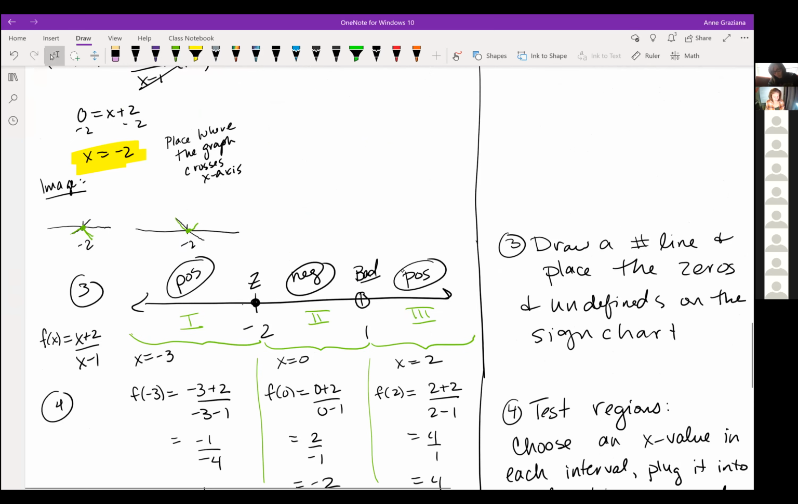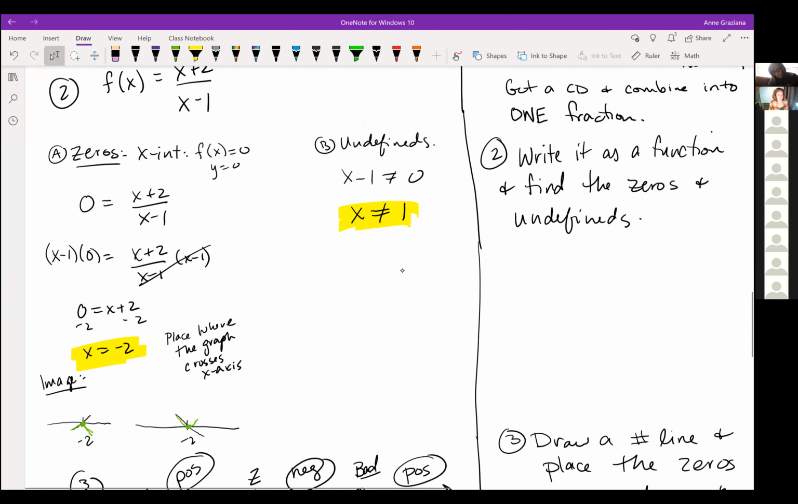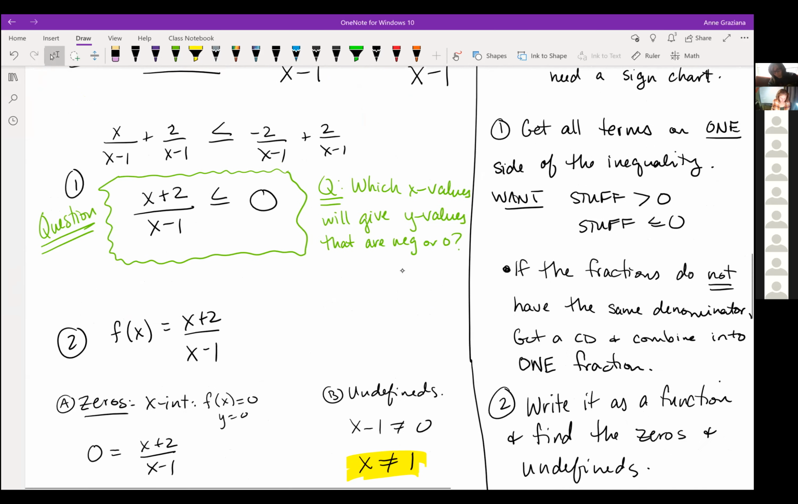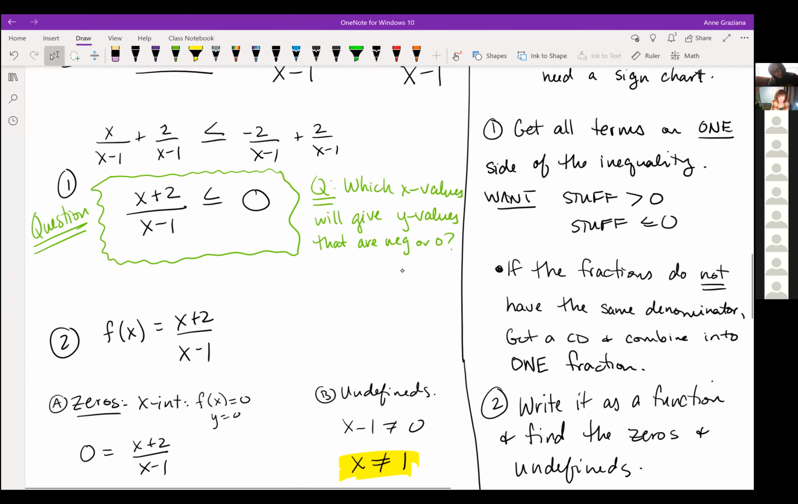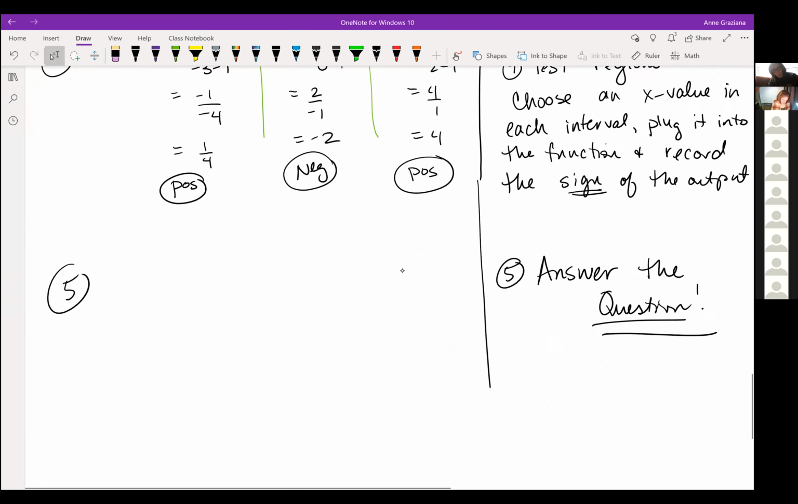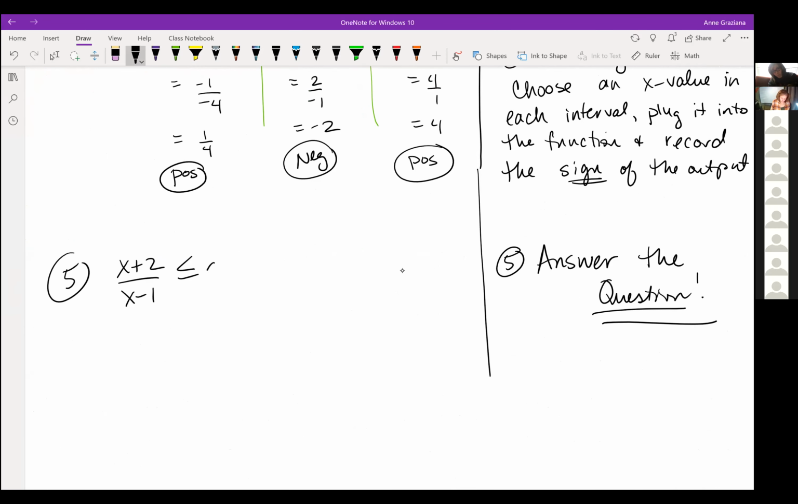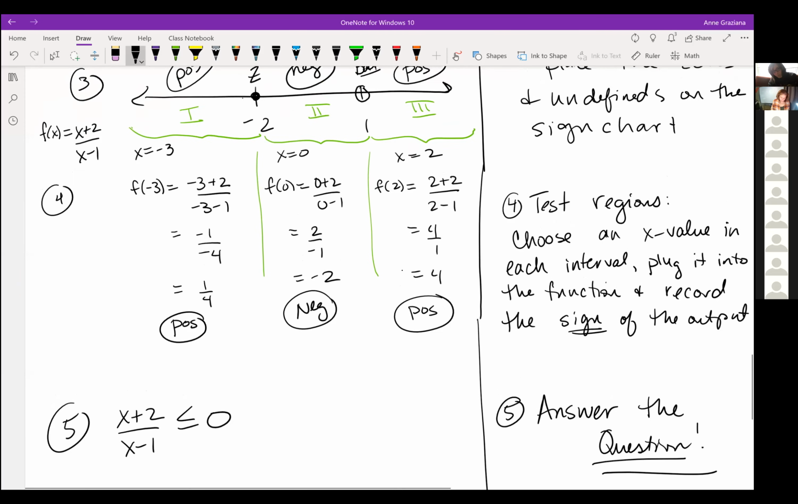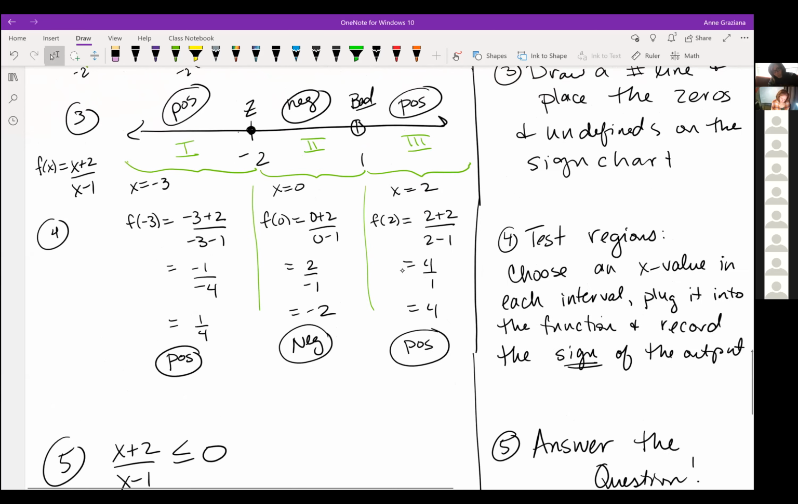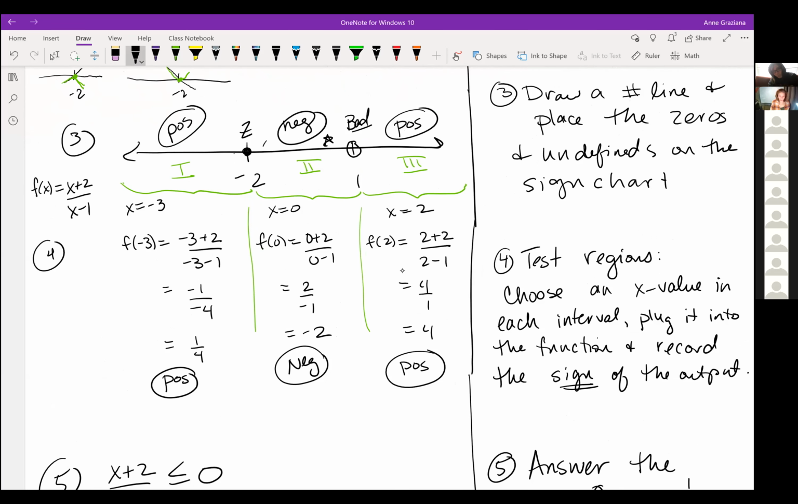Well, let's go back and look. This is why I boxed this little thing in here, okay? The question was asking me, where is the output going to be negative or 0? So my question is this. Let me just put it down here. I want to know this. So what do you guys think? Which region are we going to pick? Closed -2 and 1. Yeah, -2 to 1. It's this one here. This is what it's asking for.